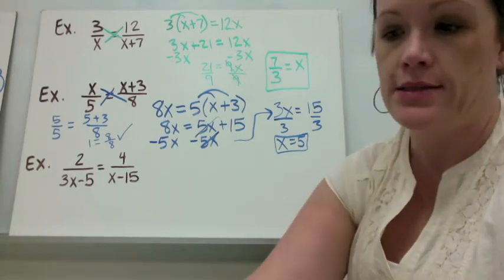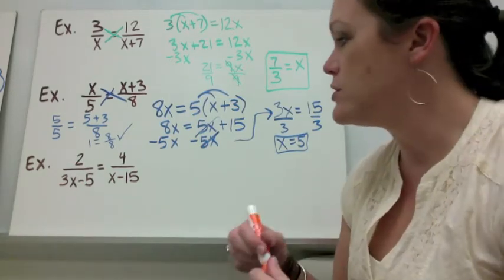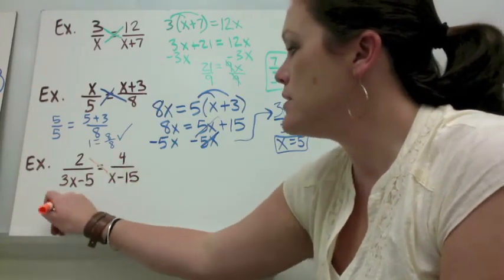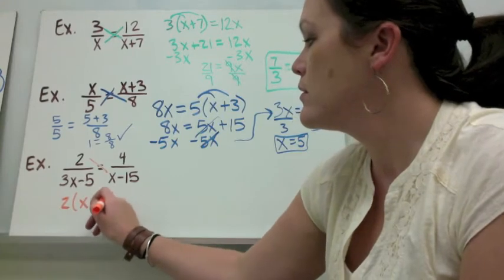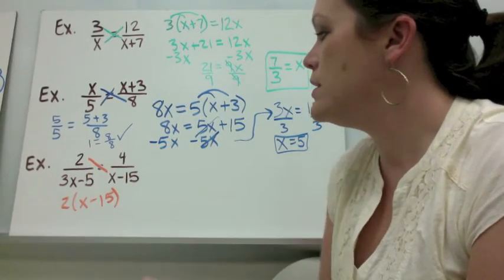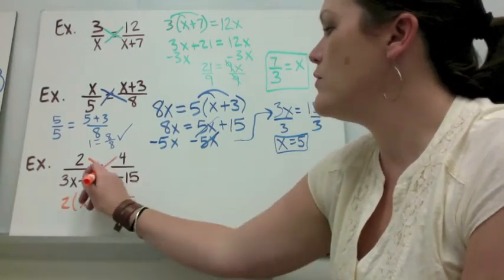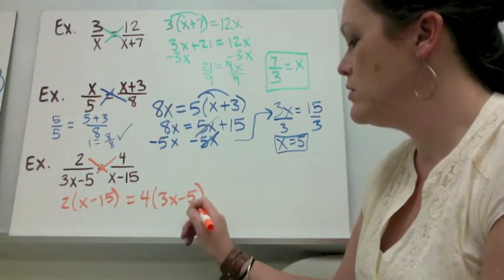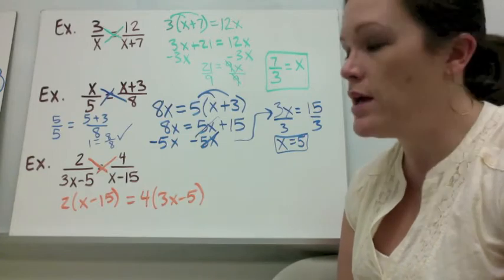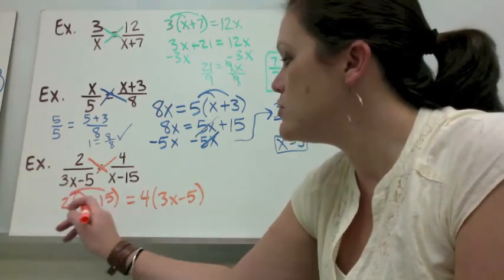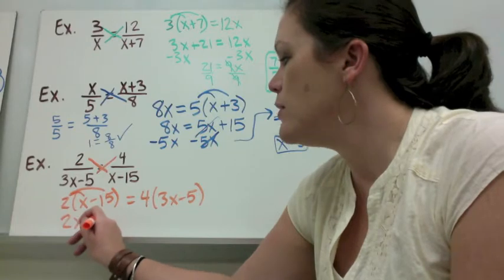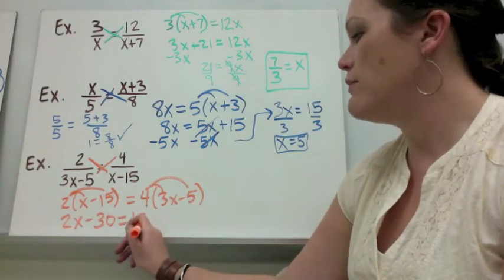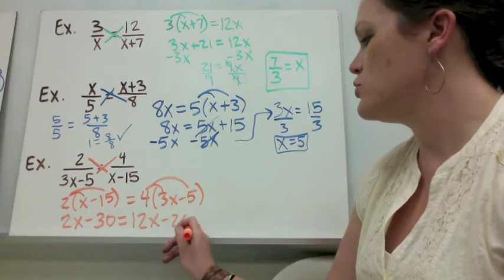Now let's look at the last example for type 1. So we cross multiply 2 times x minus 15 is equal to 4 times 3x minus 5. So then we have to distribute the 2 and the 4. So 2 times x minus 15 will give us 2x minus 30. And 4 times 3x minus 5 will give us 12x minus 20.